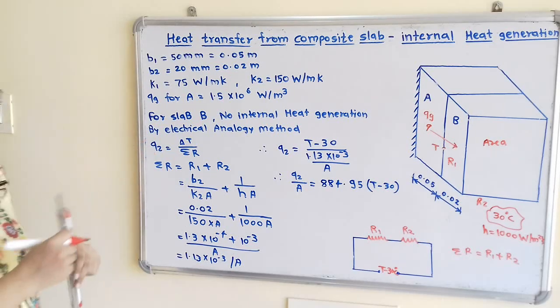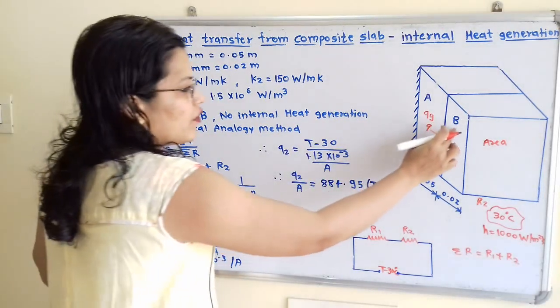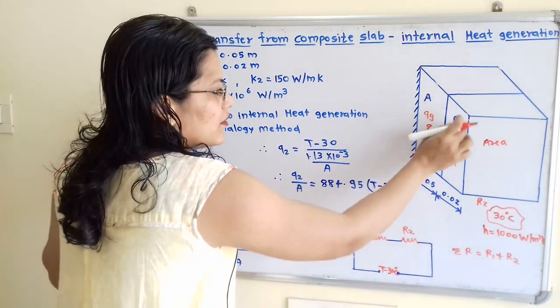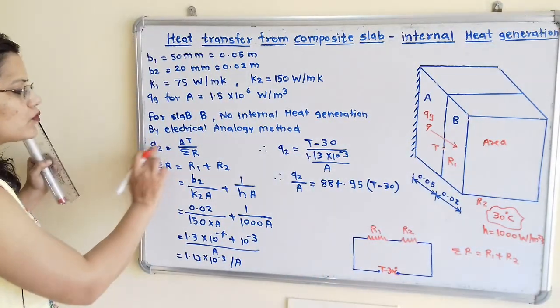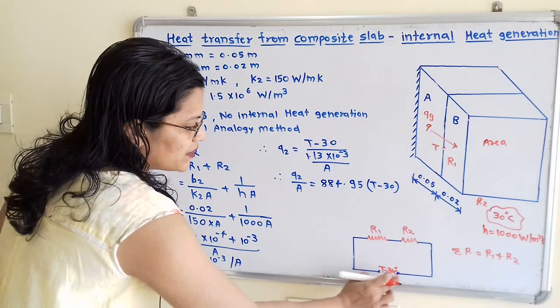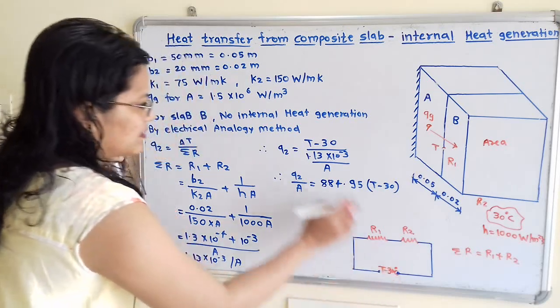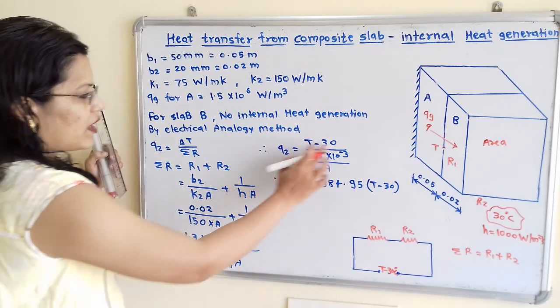Now how to calculate Q2? This Q2, because we will write here suffix 2 for the heat flow from this material B towards the fluid. So Q2 is equal to delta T by summation of R. So delta T, that is the temperature difference, is T minus 30.